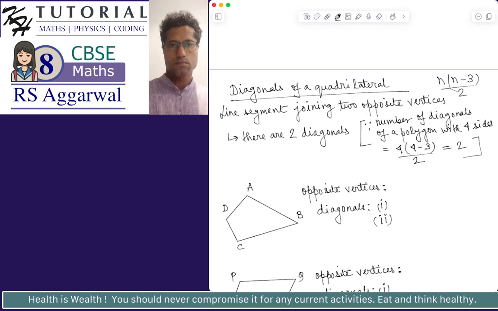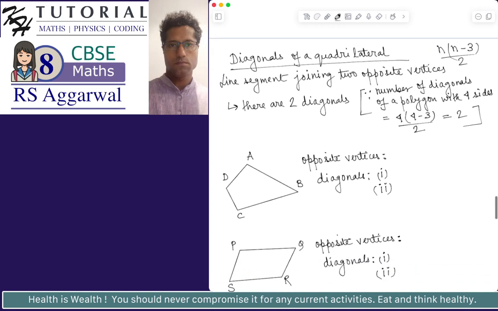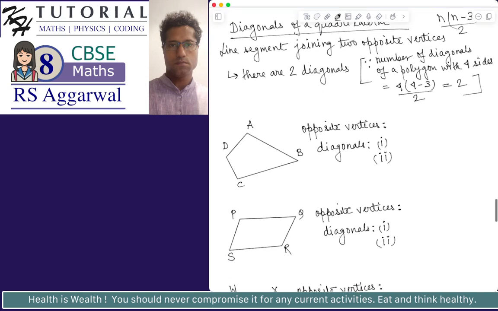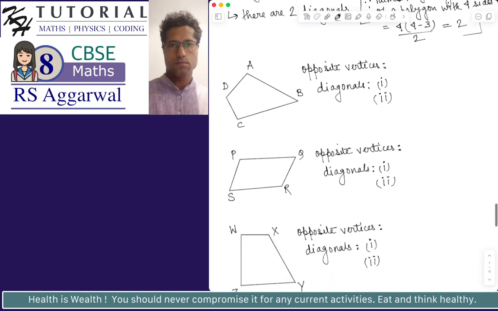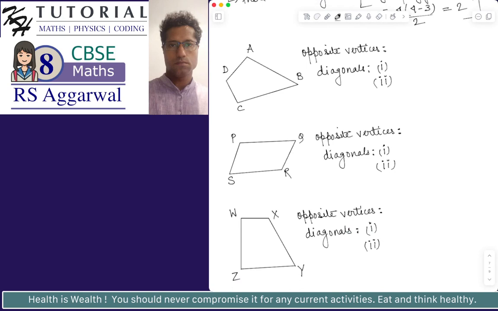So that was based on the formula, and based on the geometry of a quadrilateral, we can see that a diagonal is a line segment that is formed by joining two opposite vertices of a quadrilateral. And since there are two pairs of opposite vertices in a quadrilateral, obviously a quadrilateral will have two diagonals. Now let's quickly see what are the diagonals of these three quadrilaterals.